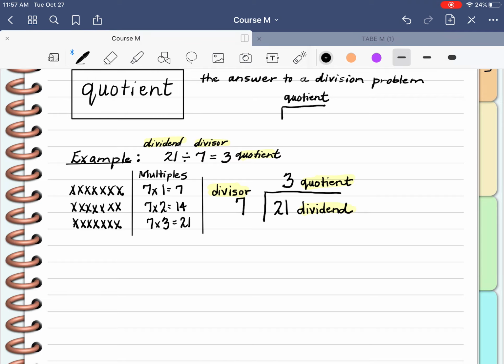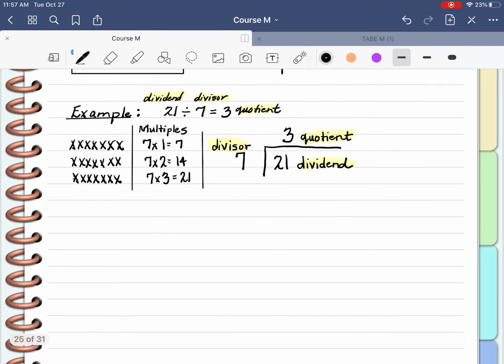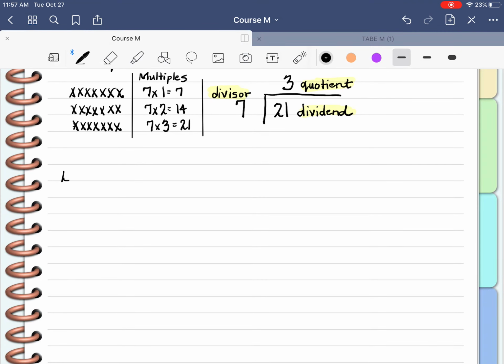So let's take a look at the second example. In this one, I'm going to use the problem 200, that's the dividend, divided by 8, that's the divisor. And I think it's probably a good idea to keep writing those terms. That helps you learn where they go. And then of course the quotient is what we have to find.